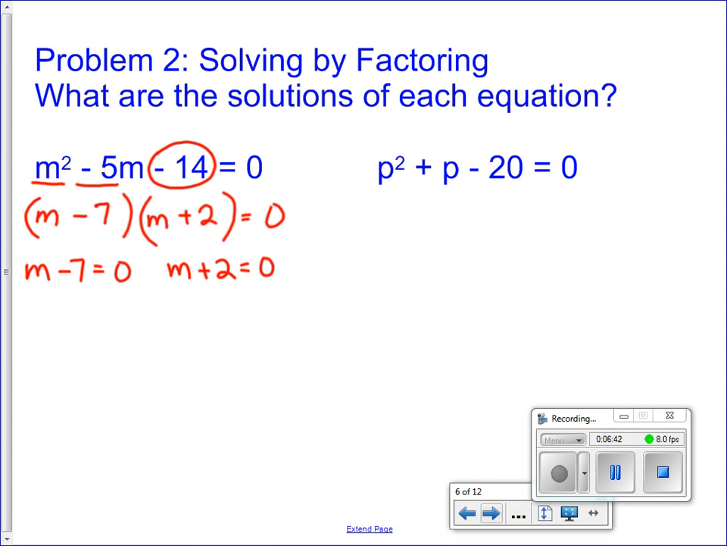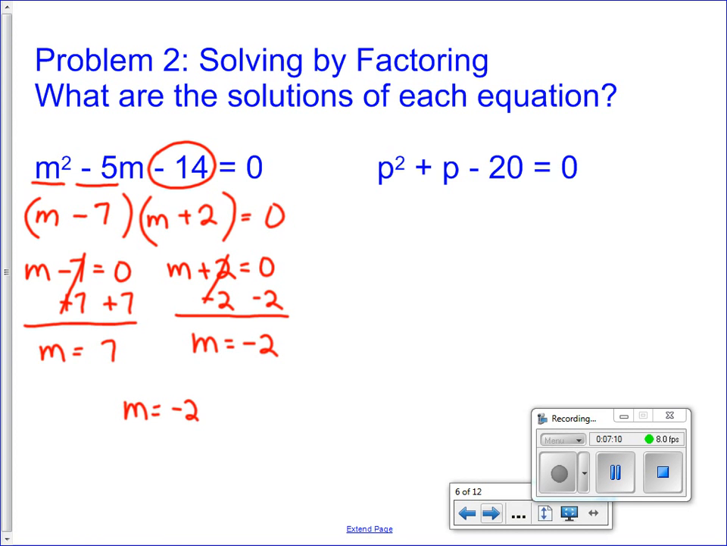And as you practice this and get good at this, you can probably solve these without showing all the work. But in this video, I am going to show the work. Be aware, if you get the wrong sign, it will be incorrect. So here we get m equals 7. Subtracting 2 from each side over here, we get m equals negative 2. So our two answers, negative 2 and positive 7.